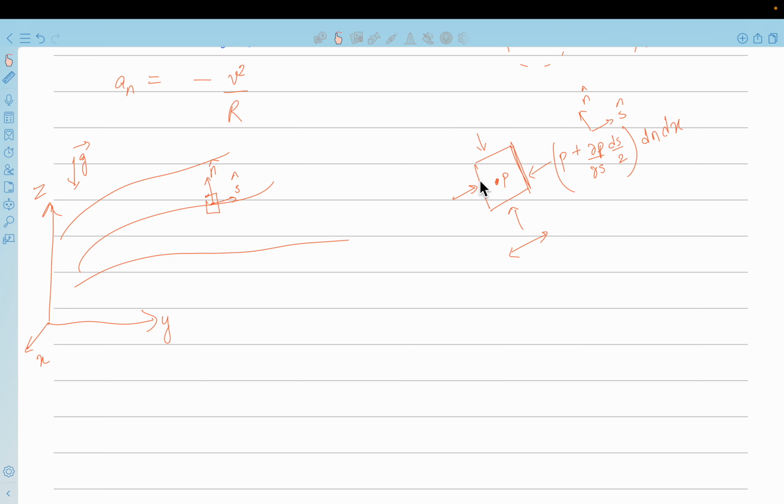So similarly, I can write the pressure on this surface, so that is P minus dou P by dou S into ds by 2, and then similarly we will multiply dn into dx. At the top surface, as we move in positive n, again we can say the pressure increased by dou P by dou n, because you moved forward in dn by 2 amount. And then you multiply with this surface area, which is in the s direction, so you will say into ds into dx. Okay.